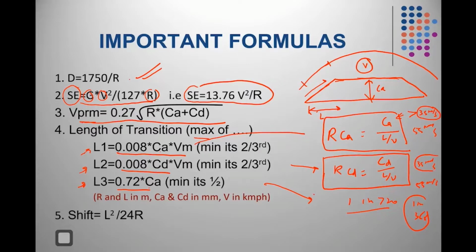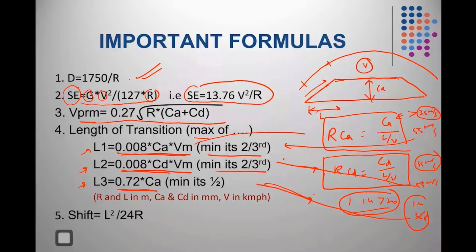This value comes as 0.08 CA into VM, 0.08 CD into VM, and 0.02 CA. Minimum we can go taking this 55 millimeter per second, 55 millimeter per second, and 1 in 360. This value comes as 2/3 of this, 2/3 of this, and half of this. These are important formulas which are used when we are designing a curve.